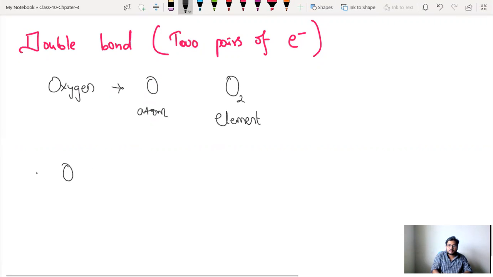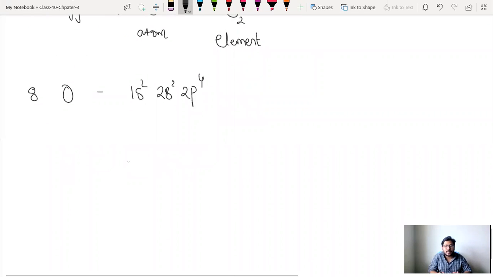Now oxygen, its atomic number is 8. Electronic configuration, if you write it, is 1s2, 2s2, 2p4, isn't it? 4, 5, 6, 7, 8. Now how many electrons does it need to become stable? 2. It cannot gain, because 8 protons cannot tolerate 10 electrons. So what will it do? It will combine with another oxygen with the same atomic number 8, with the same electronic configuration 1s2, 2s2, 2p4.